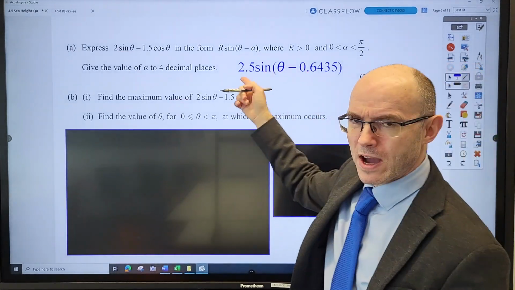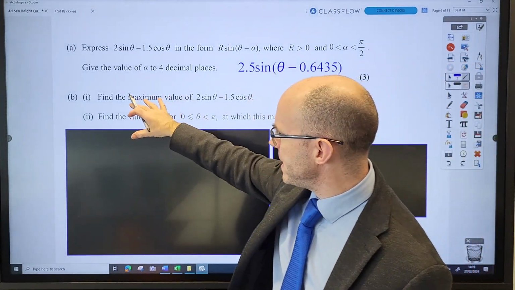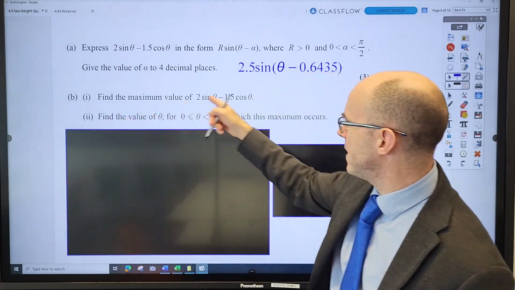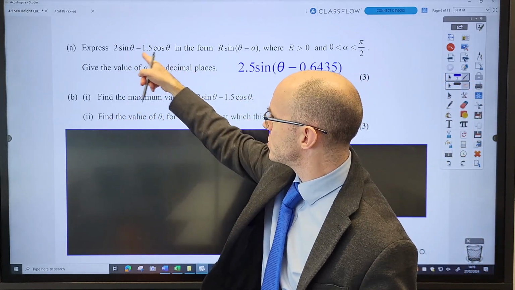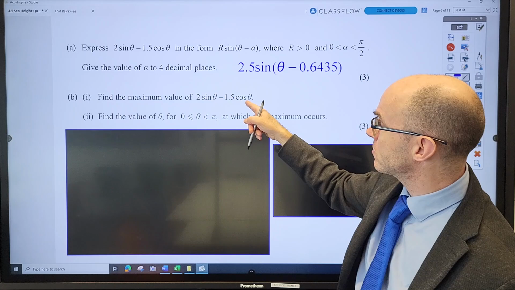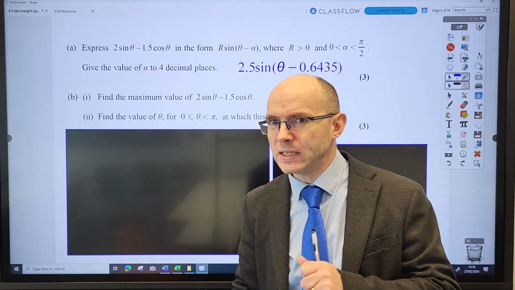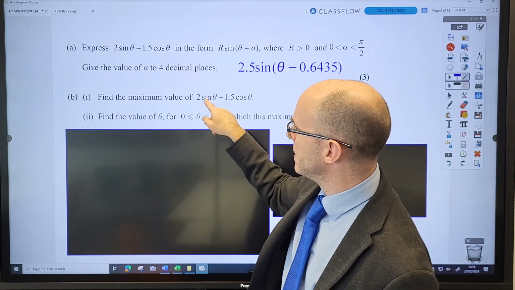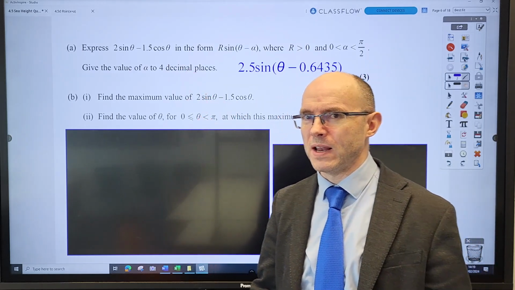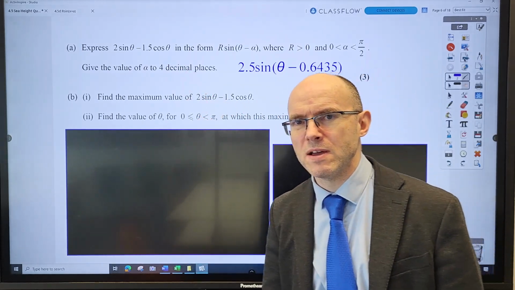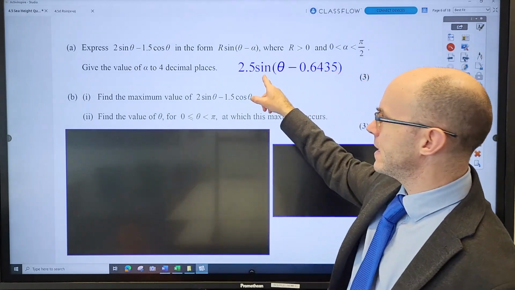Just remind us of that answer there, because we're going to need it for part B. Find the maximum value of this expression here, 2 sine theta minus 1.5. Just check that they are the same, because sometimes they change slightly. Okay, this one's identical to that. So when it says find the maximum value of this, it really means the maximum value of that.